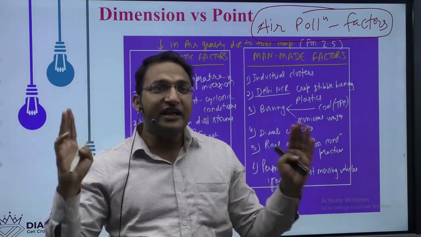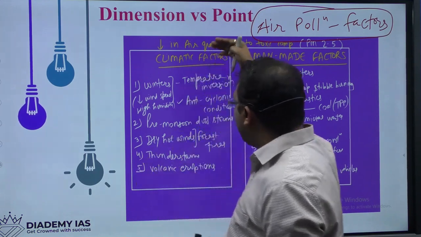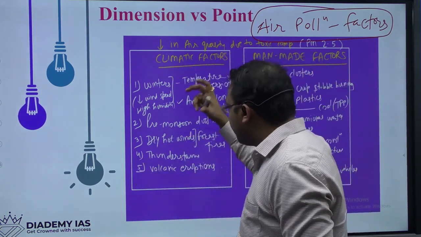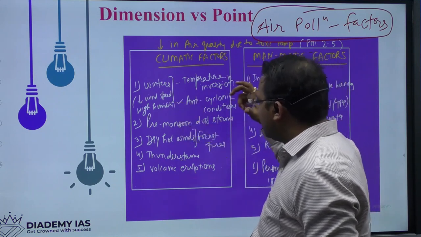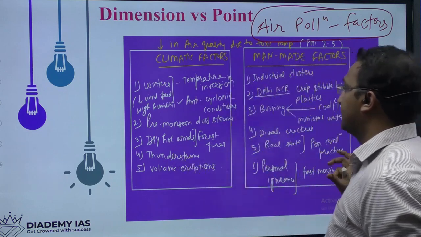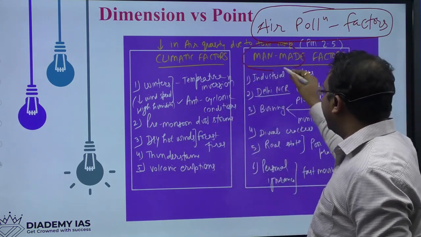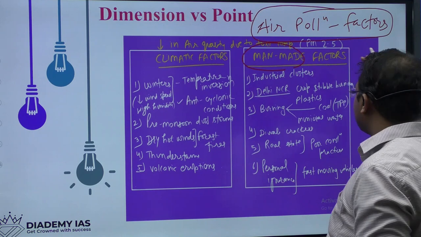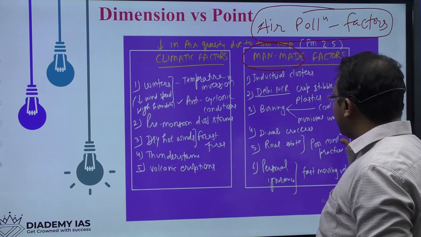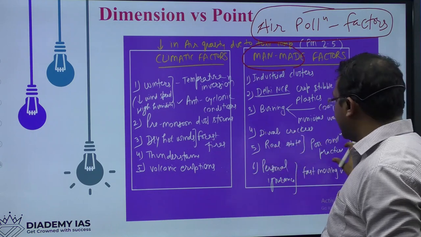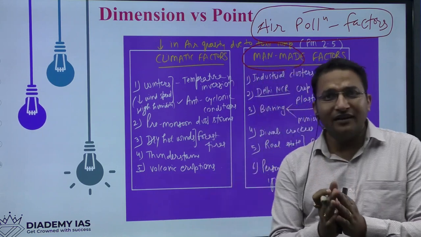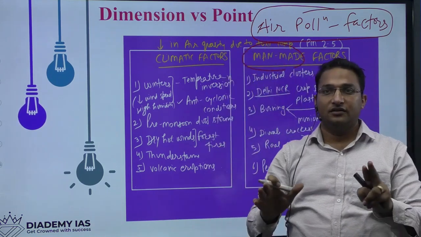Inside each category, climatic factors, like in the winter season, there is temperature inversion. In the pre-monsoon, there is dust storm. There are dry, hot winds. There are thunderstorms. There are volcanic eruptions. Man-made factors, like industrial clusters, Delhi NCR, crop stubble burning, burning of plastics, coal, municipal waste, Diwali crackers, real estate, and personal ignorance. So, I'm dividing the points into broad categories.